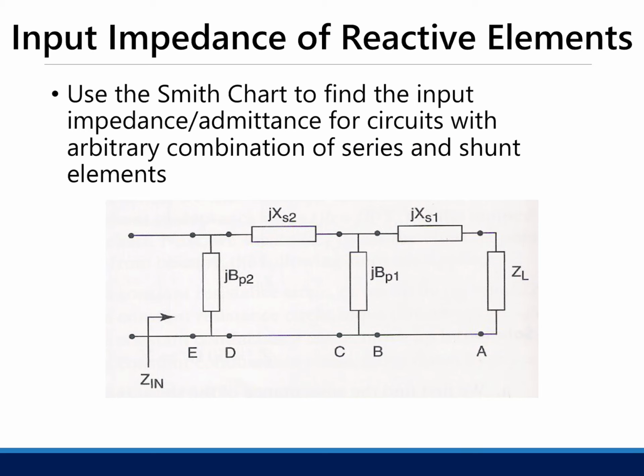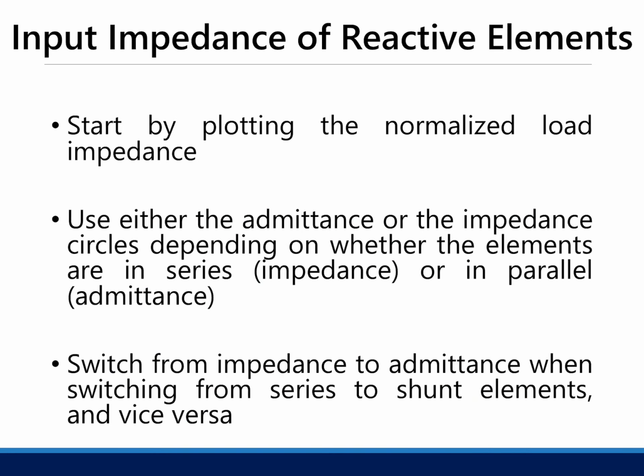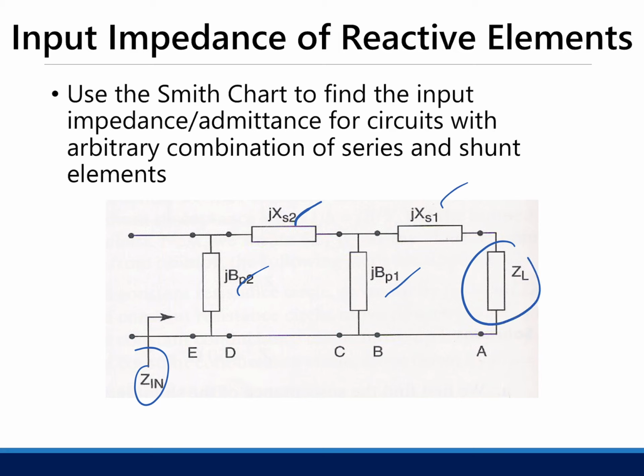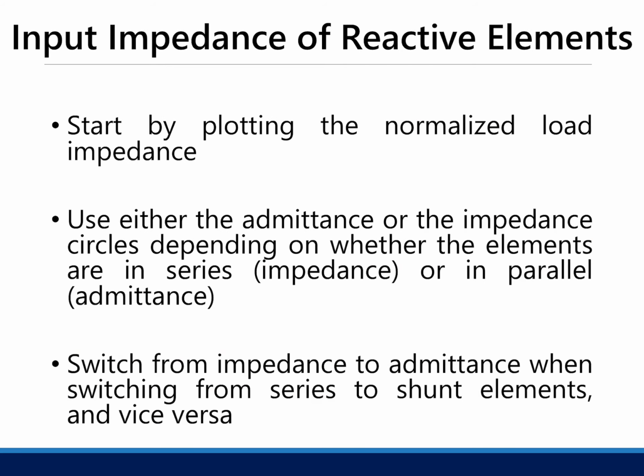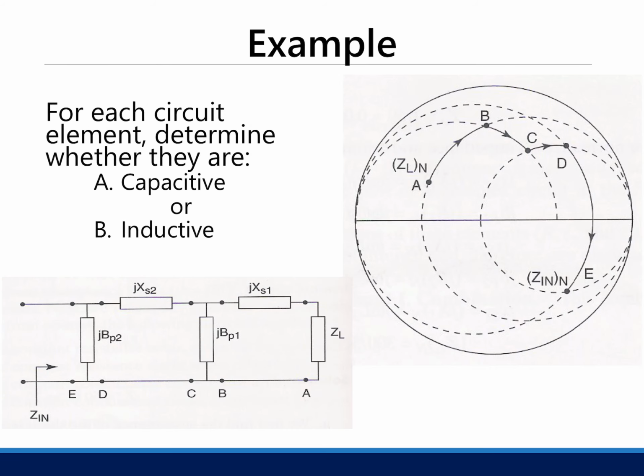So say we have this problem again. So more elements. Series, parallel, find Zin. With that, we can start by plotting first, locating the point ZL on the Smith chart, and then finding a path. So that's what it says here. So first locate your point A. Okay, let's say it's here. And let's say all of these are positive. So XS1 is positive, BP1 positive, XS2 positive, BP2 also positive.